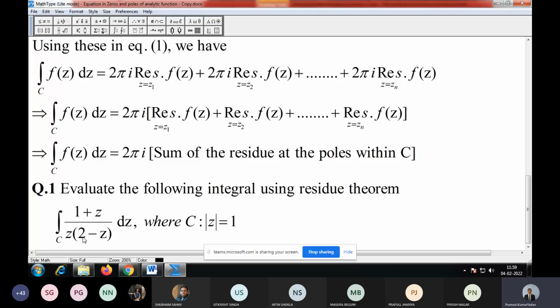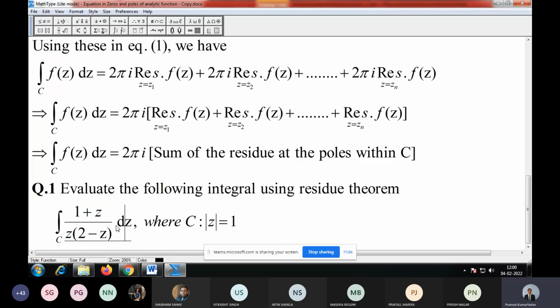Then the third step is to check which points lie inside C. So z equals 2 is outside C; it is not going to affect anything. But z equals 0 is inside C. Then as per the Cauchy residue theorem, the value of this integration is 2 pi i times the residue of this function f(z) at z equals 0. The residue at z equals 0 is found by simply multiplying the whole thing by z and taking the limit as z tends to 0. So z cancels out, and as z tends to 0, the numerator is 1 and the denominator is 2, so 1 by 2 will be there. So 1 by 2 into 2 pi i, that is pi i, will be the answer of this question.